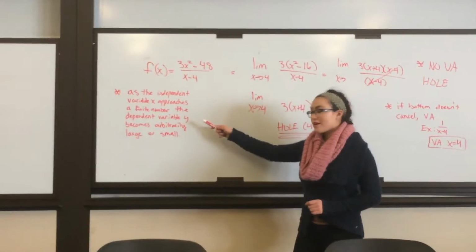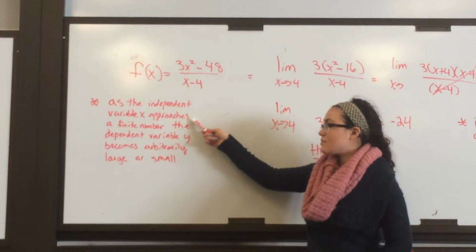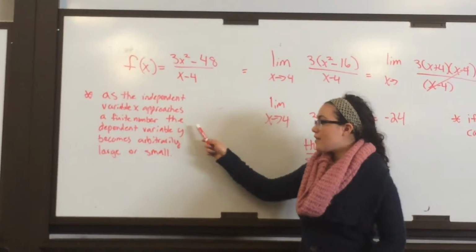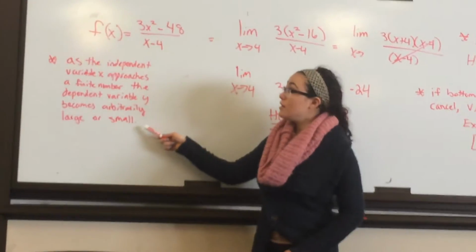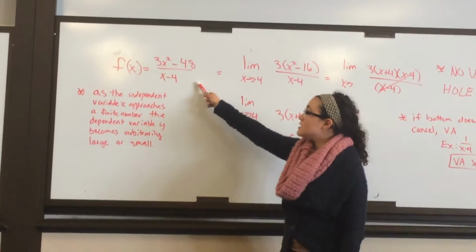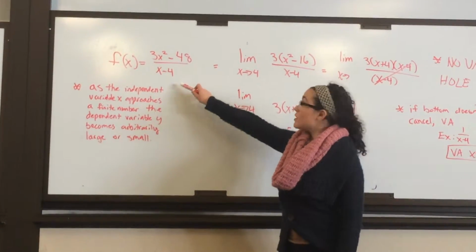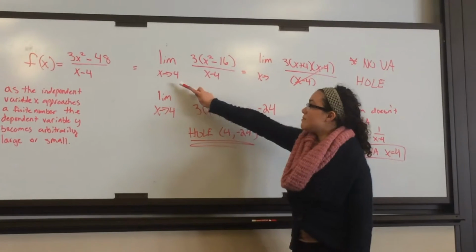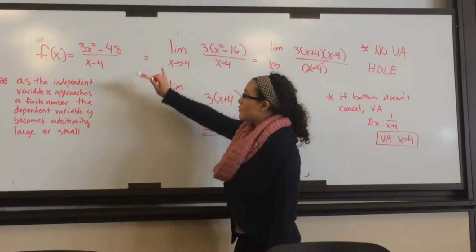Right now we will be looking at vertical asymptotes, where as the independent variable x approaches a finite number, the dependent variable y becomes arbitrarily large or small. The problem we will be looking at is 3x squared minus 48 divided by x minus 4. Then we will apply the limit as x approaches 4, because if we plug in the 4, it goes to 0.